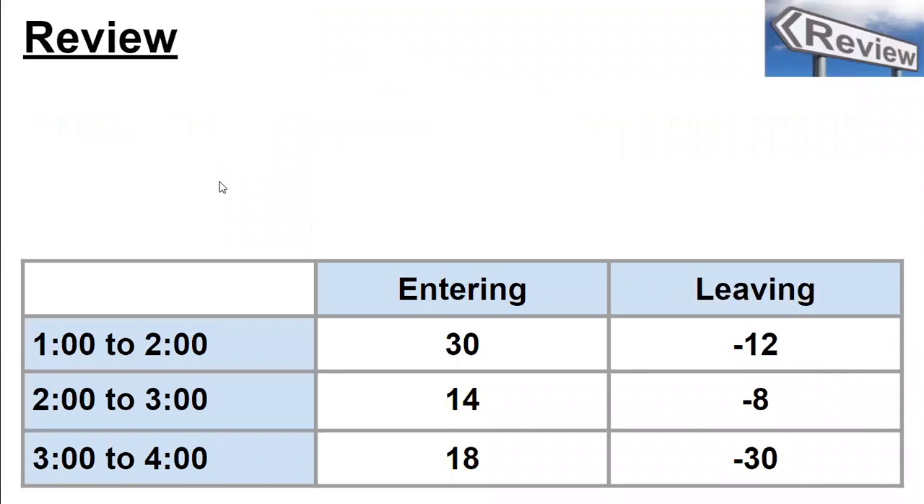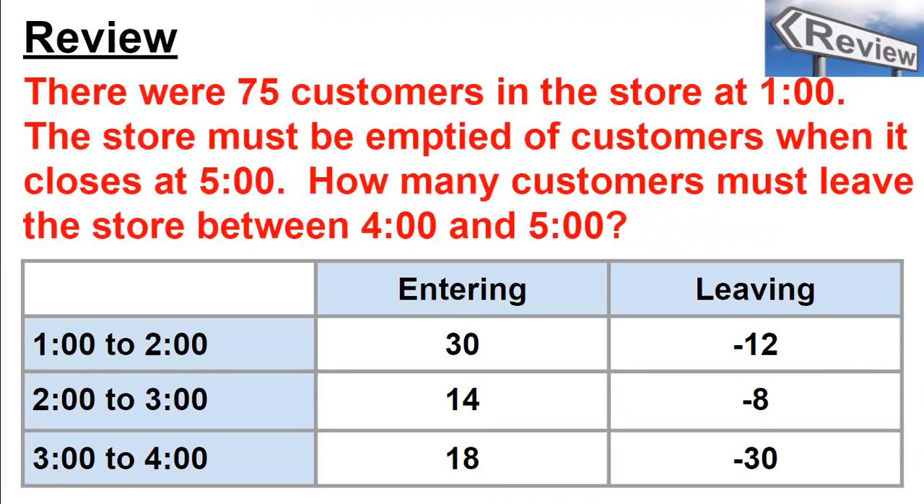Same chart again, new question. There were 75 customers in the store at 1 o'clock. The store must be emptied of customers when it closes at 5 o'clock. How many customers must leave the store between 4 and 5 o'clock? How on earth do we figure this problem out? What would be your first step?